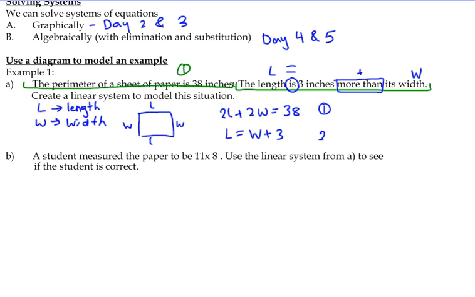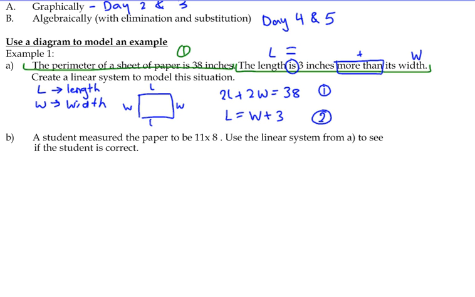Okay, so there's our two equations. Notice each equation has both variables in it, and we have two equations. So that is a system: two equations, two variables. In today's homework, we'll make some equations, and they'll give us the solution, and we're just going to practice verifying the solution. So if a paper is 11 by 8, which one's the length and which one's the width? Length is the long side, 11, and width is the short side, 8.